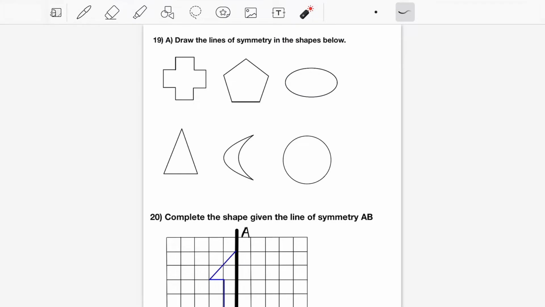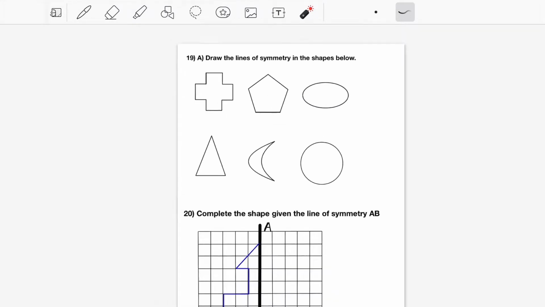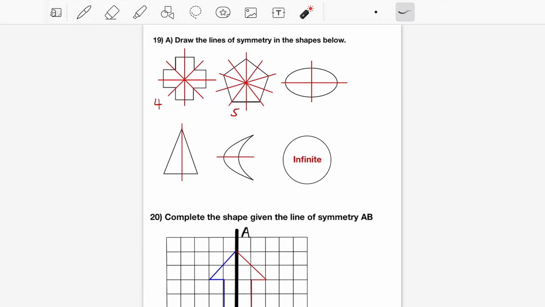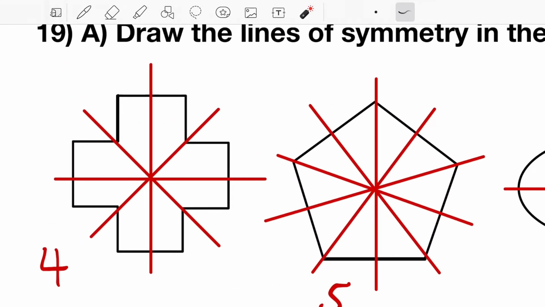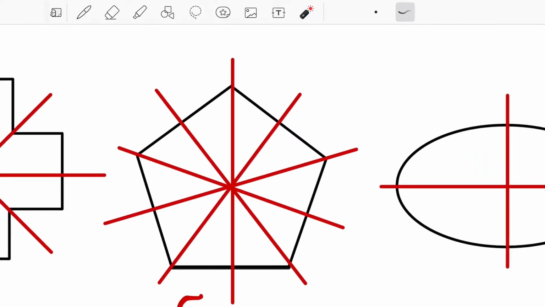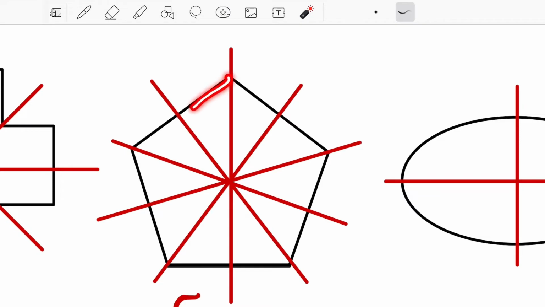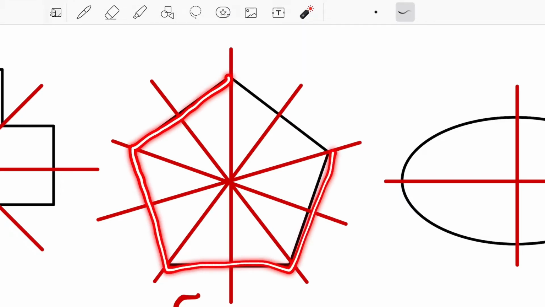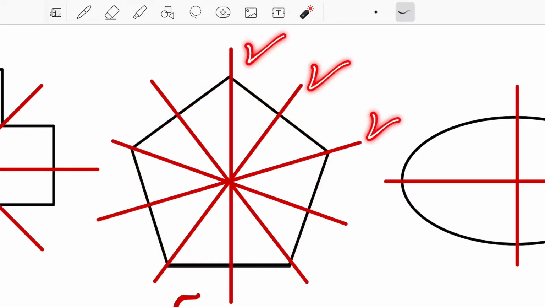Here we have some lines of symmetry questions. Draw in the lines of symmetry. So here we can see we have 4 lines of symmetry. For the pentagon, for all regular polygons, the number of sides, 1, 2, 3, 4, 5, will also be equal to the number of lines of symmetry. So if there are 5 sides, there will be 5 lines of symmetry.